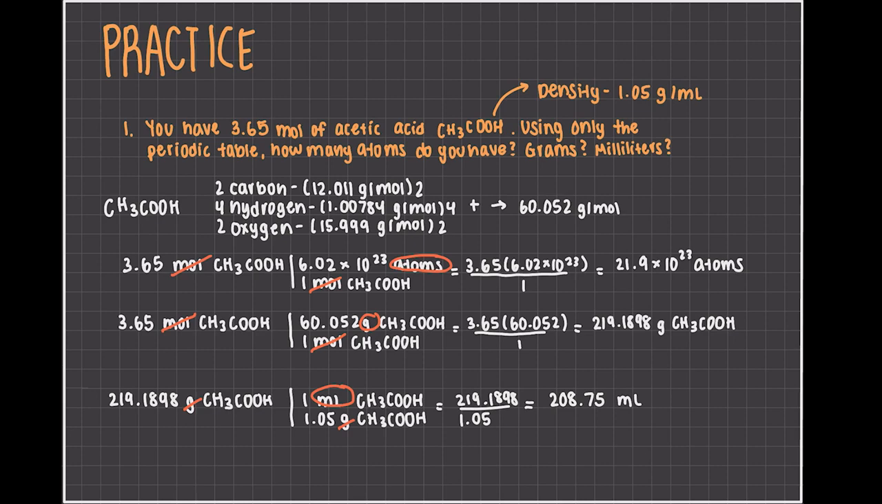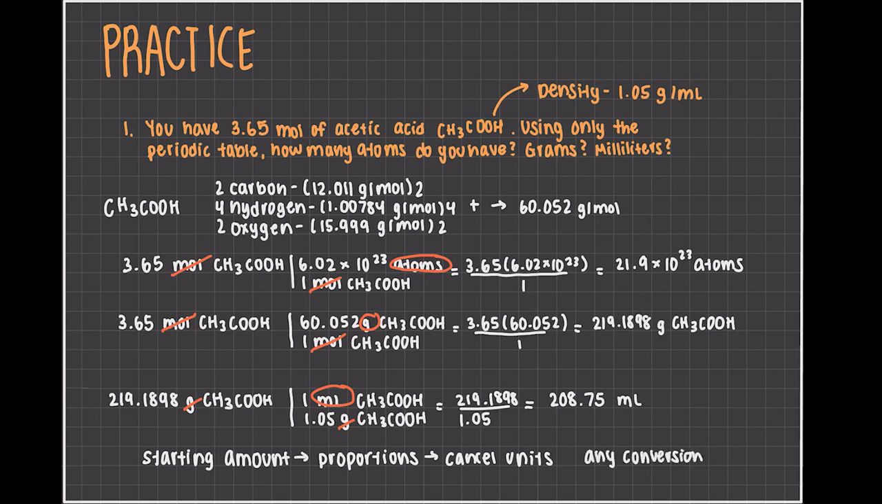Now this goes for pretty much any problem. As long as you have a starting amount, you can go ahead and find proportions in any literature source that will allow you to cancel the units, so you could do pretty much any conversion. Obviously, there are some conversions that aren't possible, but for the most part, going between any amounts in chemistry, you will be able to convert from one to the other.